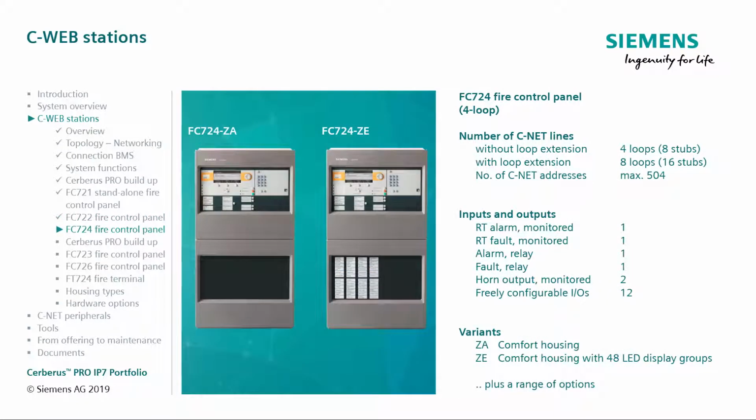As we can see, the FC724 comes in the comfort housing. It has the following features as standard. 4 detector loops with capacity for 504 devices or 8 stubs. 2 monitored outputs, 1 for an RT alarm, the other for an RT fault. 2 relay outputs, 1 for an alarm, the other for a fault. 2 monitored horn lines. 12 freely configurable inputs or outputs.